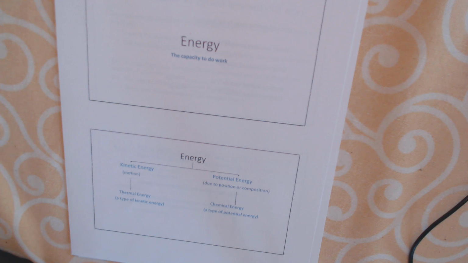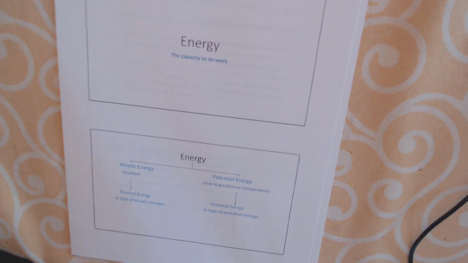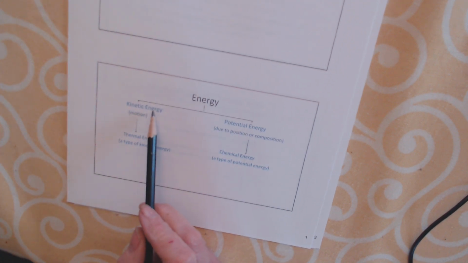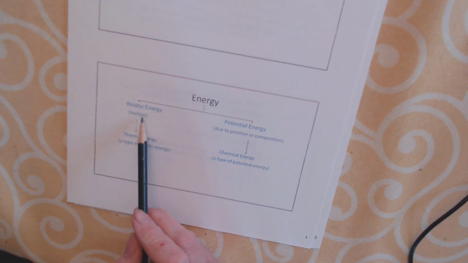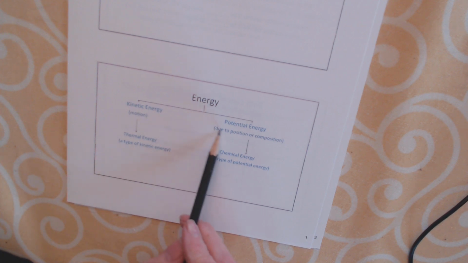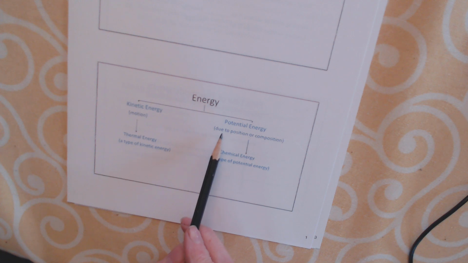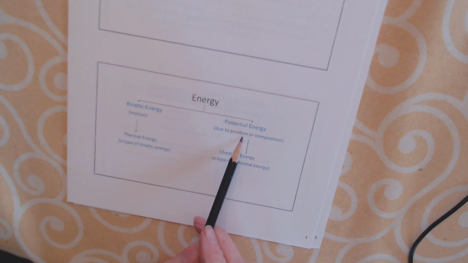All right, so what is energy? As you see, energy is the capacity to do work. That makes sense, doesn't it? But we know that there's all sorts of different types of energy, right? So in general, we've all heard of kinetic energy, and we think of that as the energy in motion. The other major category of energy is potential energy, and that might be energy that's due to the position of something.